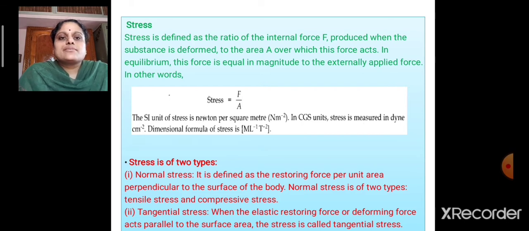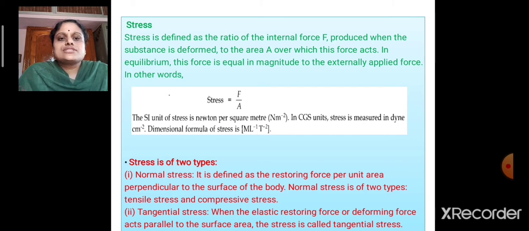Now let us discuss the types of stress. There are two types of stress. One is normal stress and the other is tangential stress. First, normal stress is defined as the restoring force per unit area perpendicular to the surface of the body. Normal stress is of two types, tensile stress and compressive stress.